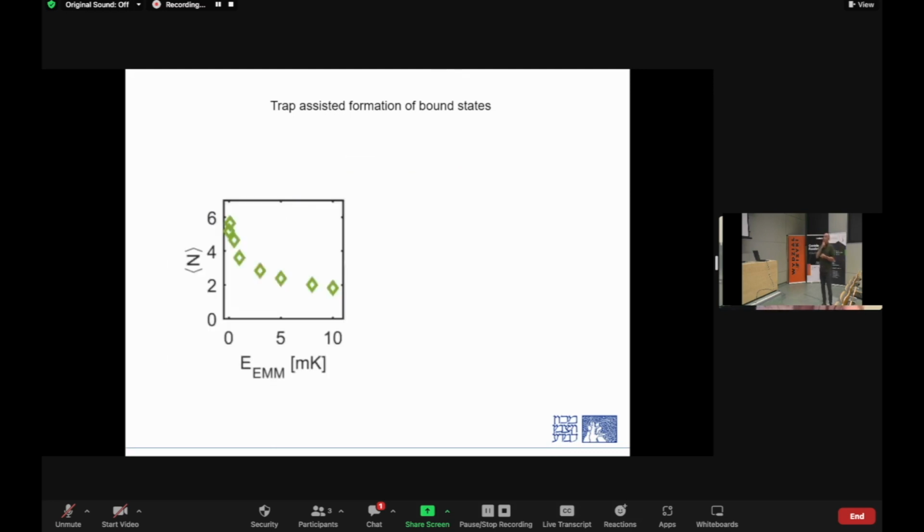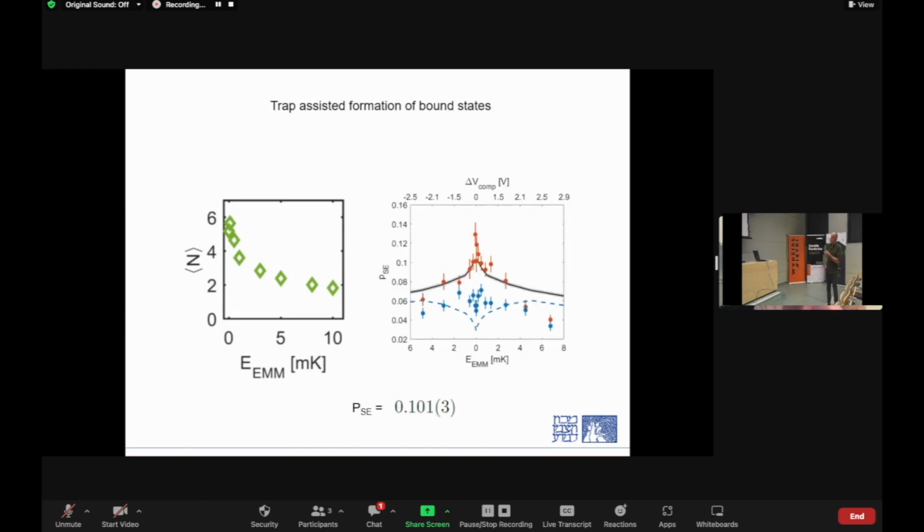And the first thing we tried was the following. We looked in simulation at what is the average number of short-range collisions that we get in such an event as a function of the micromotion energy, and we saw that if we start with an average number of 5 or 6 or so, after we go to significant micromotion, this number actually does not reduce to 0, but reduces by about a factor of 3. And that means that if we look at the spin exchange probability as a function of micromotion, we expect to see the behavior, and this is exactly what we see.